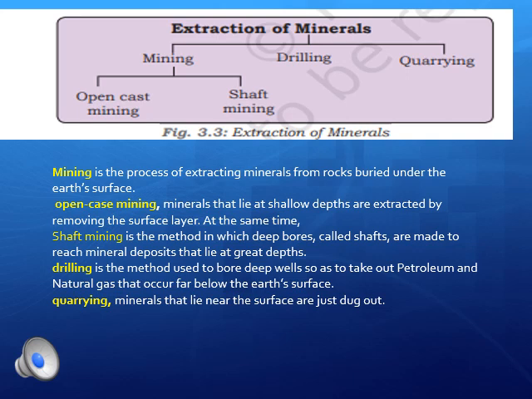Now, what is shaft mining? Deep bores called shafts are made to reach the mineral deposits that are deep under the soil layers. So that is called shaft mining. Then the third is drilling. Drilling is where deep wells are bored to take out the minerals. Then the fourth is quarrying. Quarrying is where the minerals that lie near the surface are simply dug out.